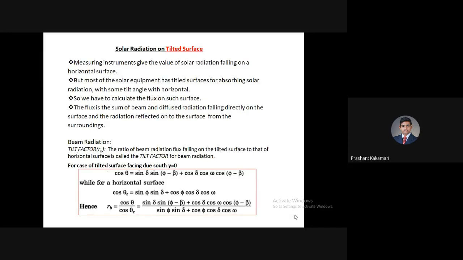And if you take the horizontal surface, as I told, just remove minus beta, and the work is over. That becomes the zenith angle. So the incident angle of the solar radiation without tilt becomes the zenith angle, cos theta z. I can write it as sine phi sine delta plus cos phi cos delta cos omega. Then the tilt factor RB is the ratio of the cos theta equation divided by the cos theta z equation.